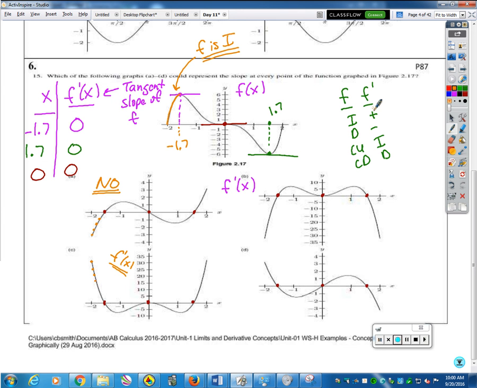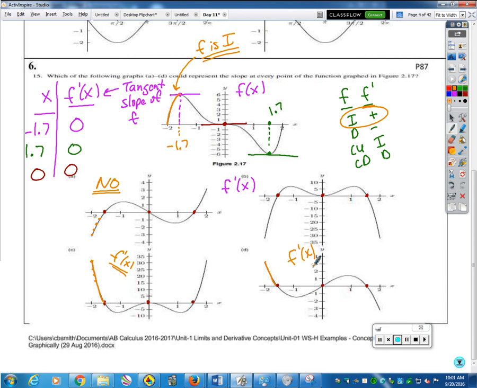Because we're looking here and noting that when F is increasing, the y coordinates of F prime have to be positive. So we've isolated that these two could be possible answers. Questions?